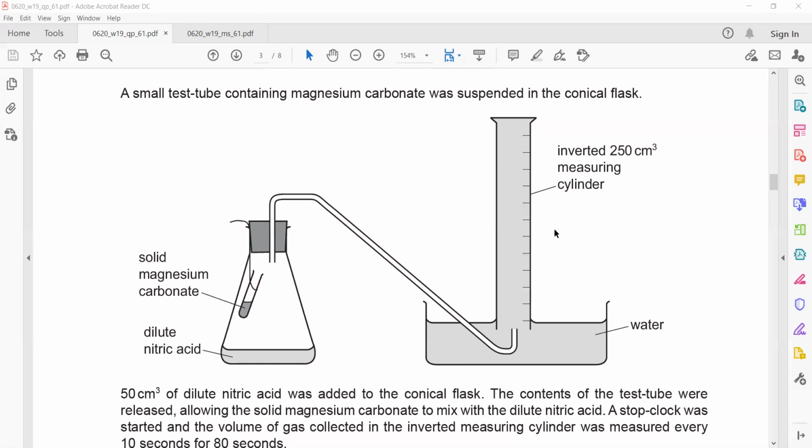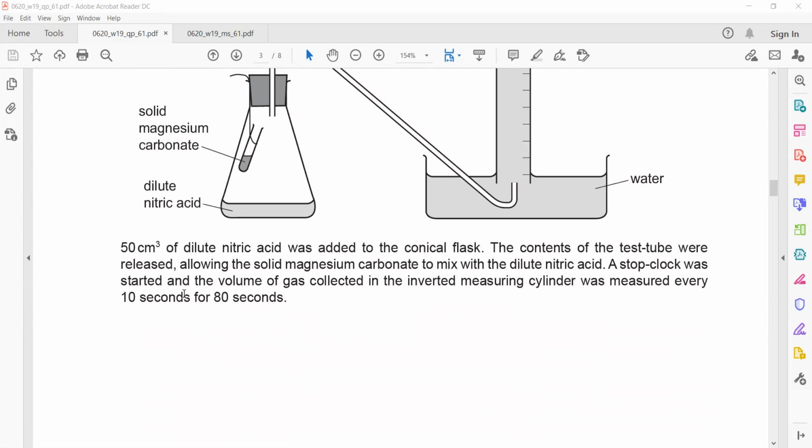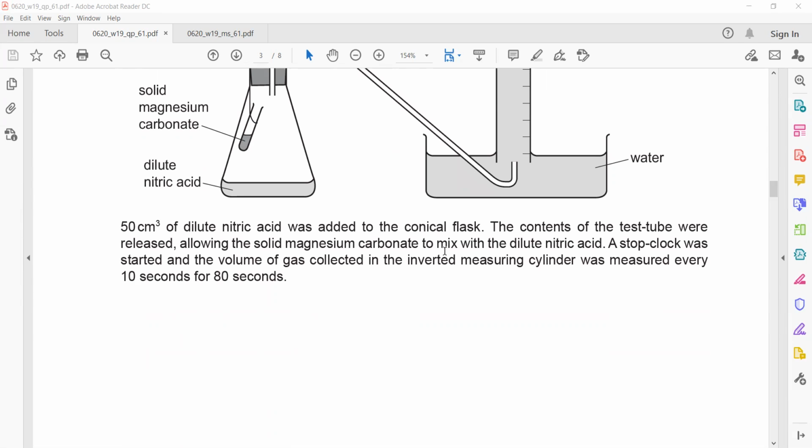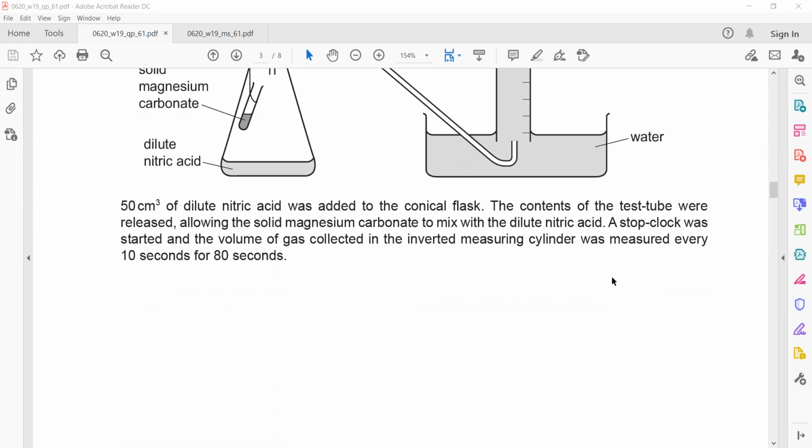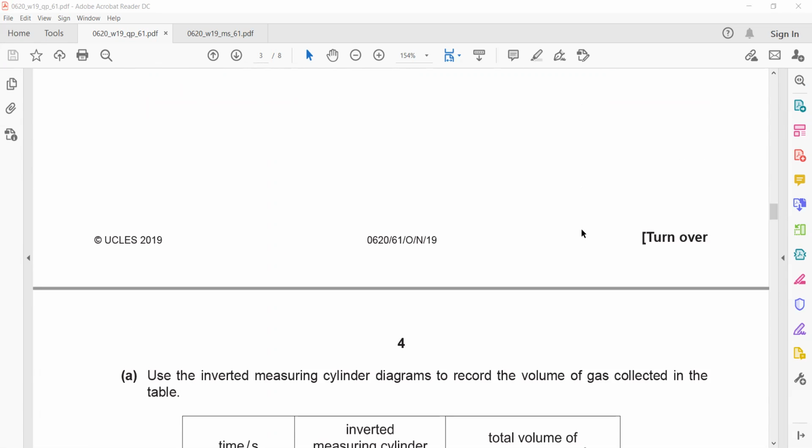A 250 cm³ measuring cylinder is inverted over the water. 50 cm³ of nitric acid was added to a conical flask. The contents of the test tube were released and allowed the solid magnesium carbonate to mix with nitric acid. The stop clock was started and the volume of the gas collected in the inverted measuring cylinder was recorded every 10 seconds for 80 seconds.